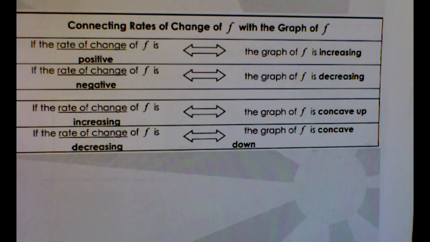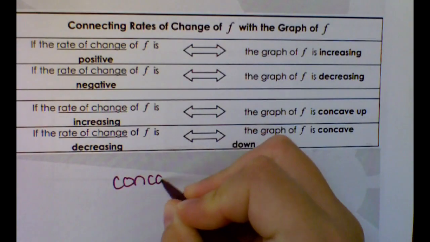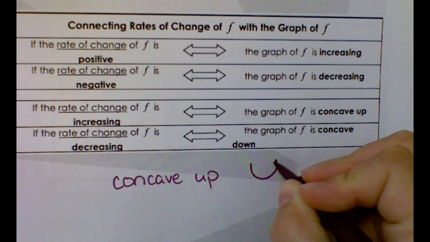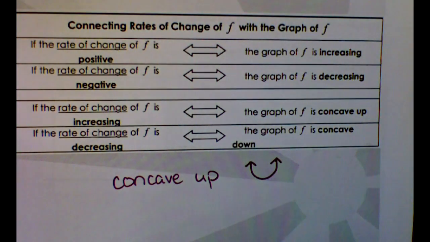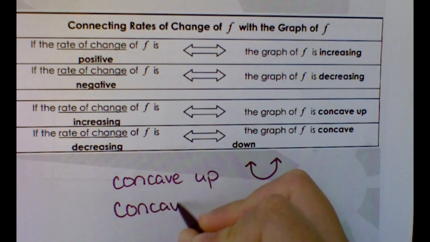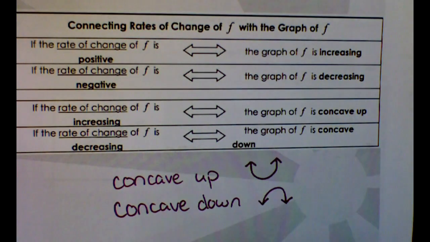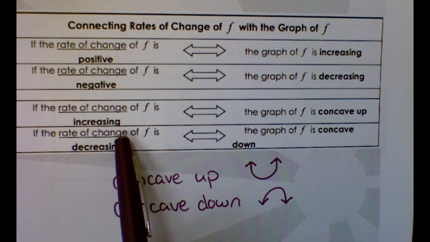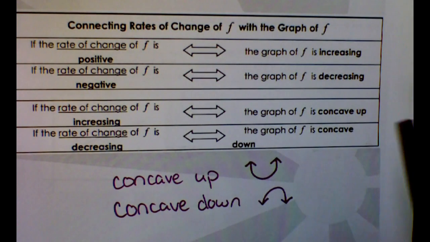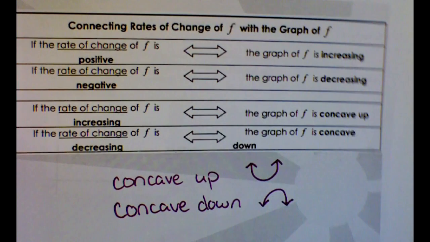Connecting rates of change of f with the graph of f. If the rate of change of f is positive, then the graph of f is increasing. If the rate of change is negative, then the graph is decreasing. We also have concavity to talk about. Remember, concave up is when it opens upward like that. It would hold it like a cup. Concave down is the upside down version. It would not hold water. If the rate of change is increasing, then your graph is concave up. If the rate of change is decreasing, then the graph is concave down.